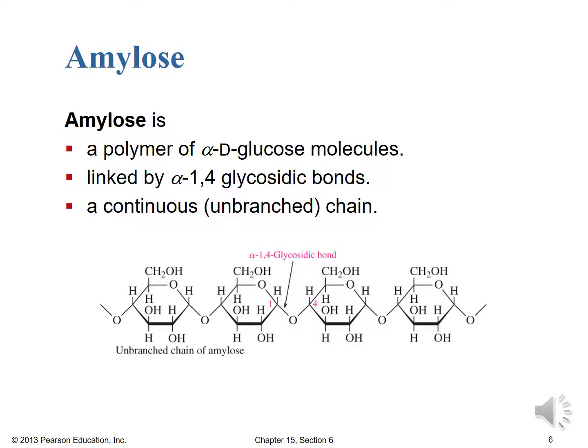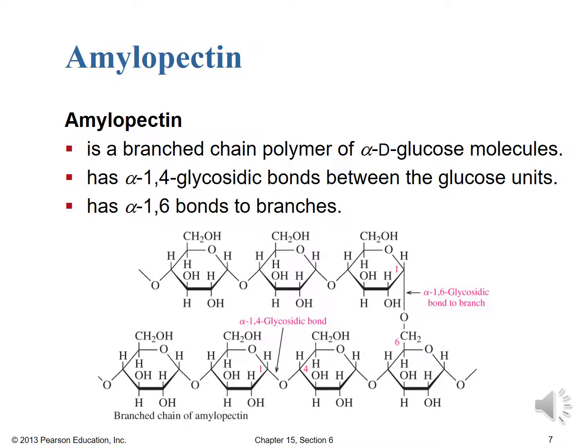Okay, so again, focusing on that amylose in a little more detail, as we said before, it's a polymer of alpha-D-glucose molecules. It's linked by alpha 1,4 glycosidic bonds, and it's a continuous unbranched chain, although it does have that helical twist to it. And amylopectin, of course, is a branched chain polymer of alpha-D-glucose molecules. So amylose and amylopectin both have that alpha-D-glucose as the monomer.